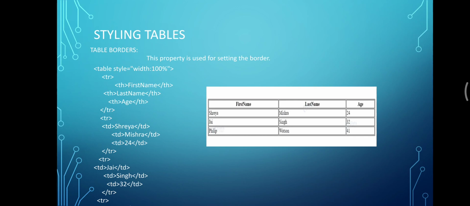Table border is equal to, so we are setting the width. What should be the width of the table? We have given 100%; regularly everyone uses 100% as the width. I also mentioned table column spanning: first name, last name, and age. There are three table headings, and there are entries like Shreya Mishra, Jay Singh, and Philip Watson, and their respective ages, as shown in the code. As simple as that.